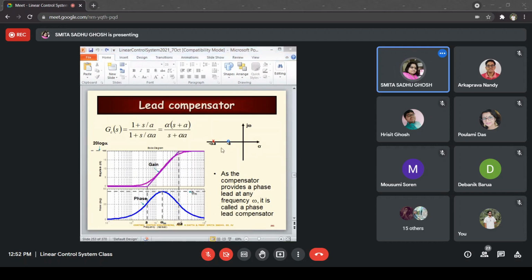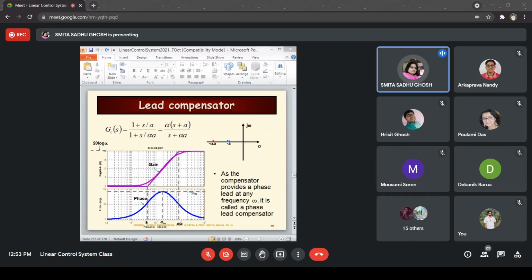So basically over here, the two corner frequencies have been obtained to be at A and alpha A. So now what do we look at? We look at the rest of the transfer functions. So first of all, the first corner frequency, meaning the corner frequency which is of a lower frequency, is A.